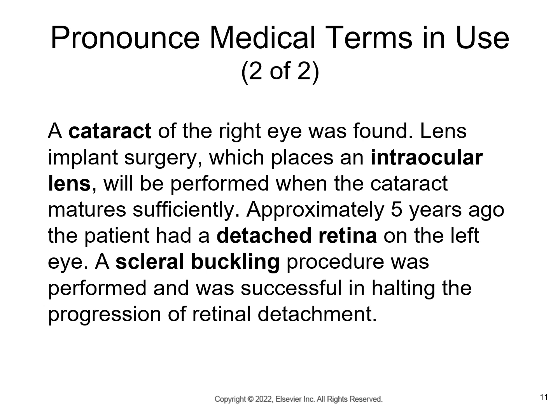Cataract of the right eye was found. Lens implant surgery, which places an intraocular lens, will be performed when the cataract matures sufficiently. Approximately 5 years ago, the patient had a detached retina on the left eye. A scleral buckling procedure was performed and was successful in halting the progression of the retinal detachment.